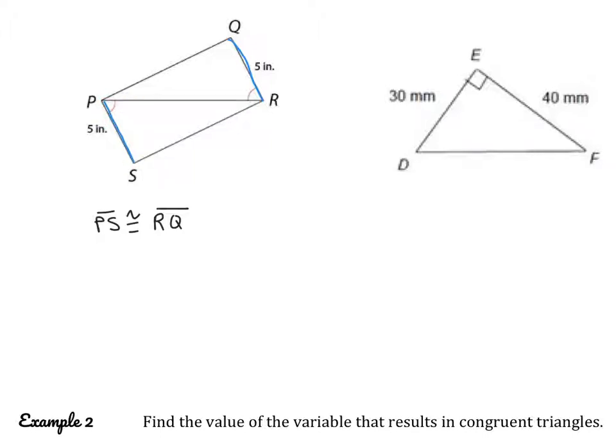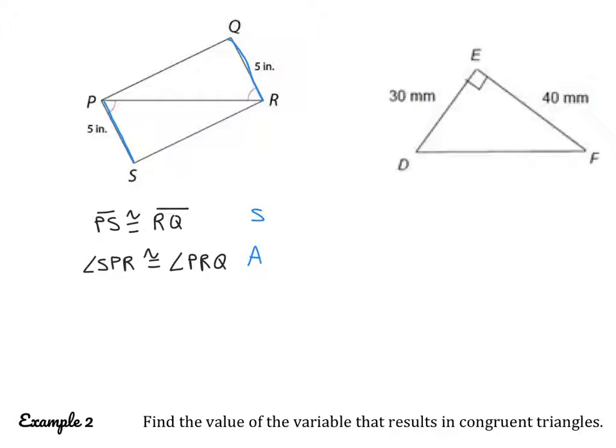Well, then the next thing I see is two angles that are congruent. So I can say that angle SPR is congruent to angle PRQ. Remember here, I cannot just call this angle P because this vertex is shared by two different angles. Same thing here. So you need to use 3 letters to name them. So far I have a side, I have an angle.